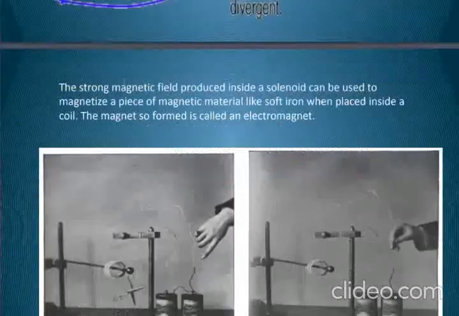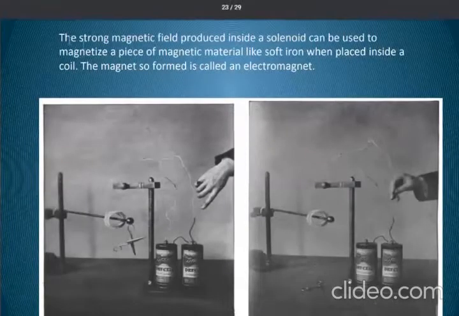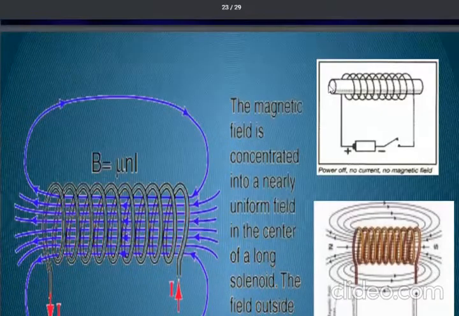So you see here, a strong magnetic field produced inside a solenoid can be used to magnetize a piece of magnetic material like soft iron when placed inside the coil. The magnet so formed is called electromagnet. So you can say that if this is the iron rod and this insulated coil is wrapped over this iron rod, when current passes through this coil, then this iron rod acts as a magnet.